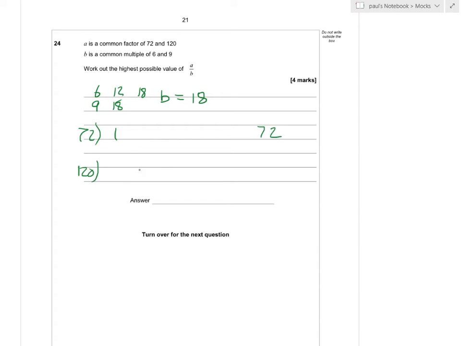So 72 and 120. What's the biggest number that goes into there? 1 and 72. 1 and 120. 2 and 60. I'm just looking at a number that might go into 72 as well. 36 looks good. 3 and 40. No. 4 and 30. Yeah. We've got some more missing in the middle. 5 and 24.